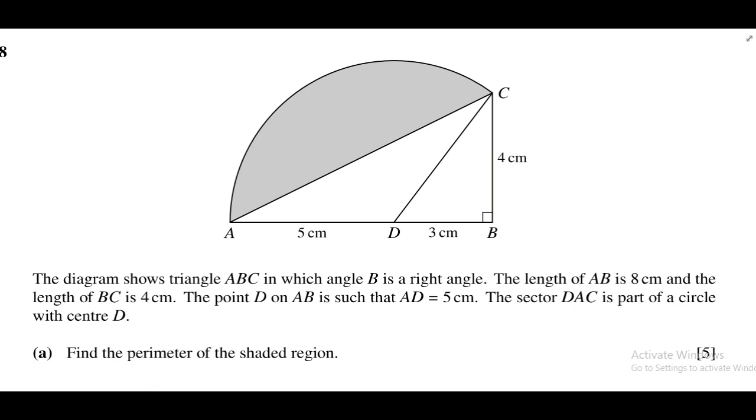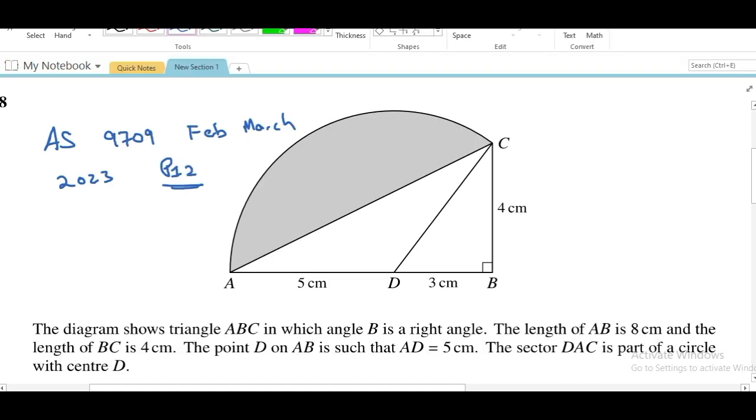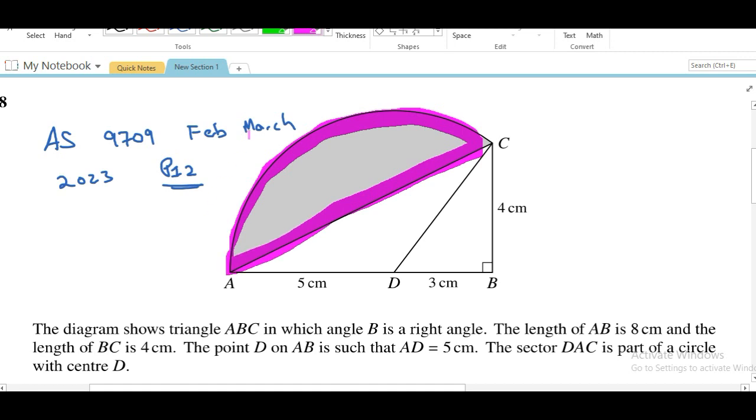In today's video, we are going to cover some portion of geometry. The question which we have taken is from AS Math 9709 February March 2023 paper, and the variant for this paper is paper 12. In this question, we are given a figure that contains shaded and unshaded regions. We need to find the perimeter of the shaded region.